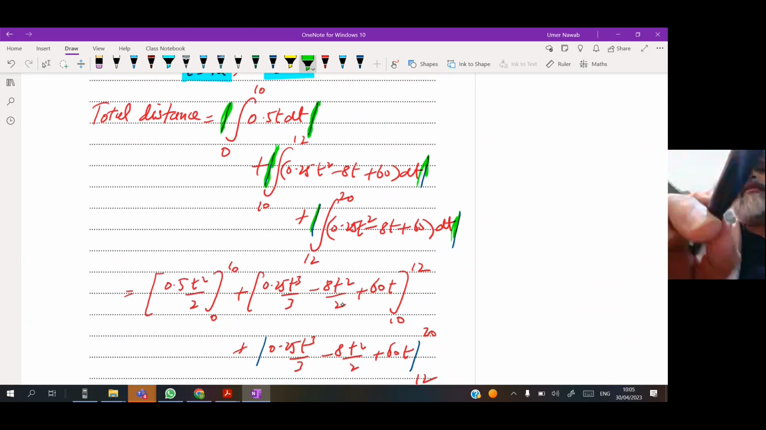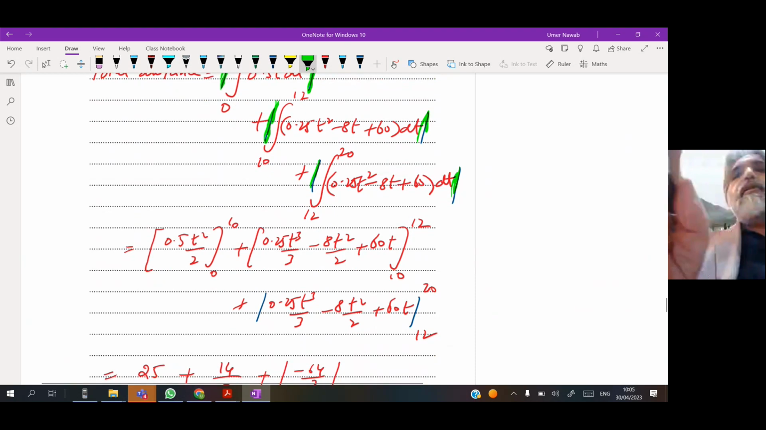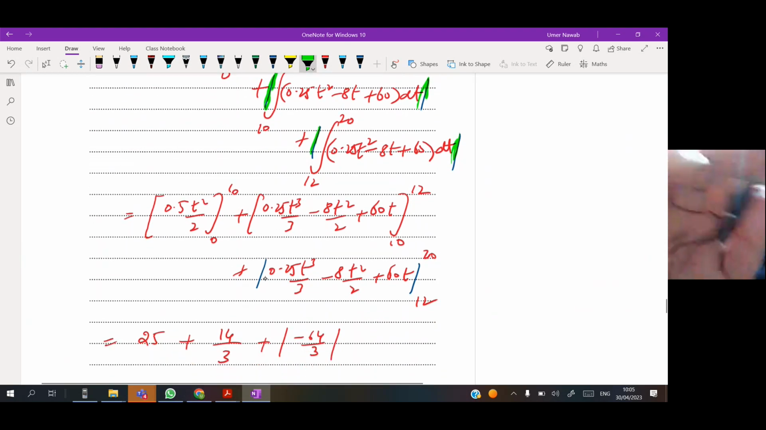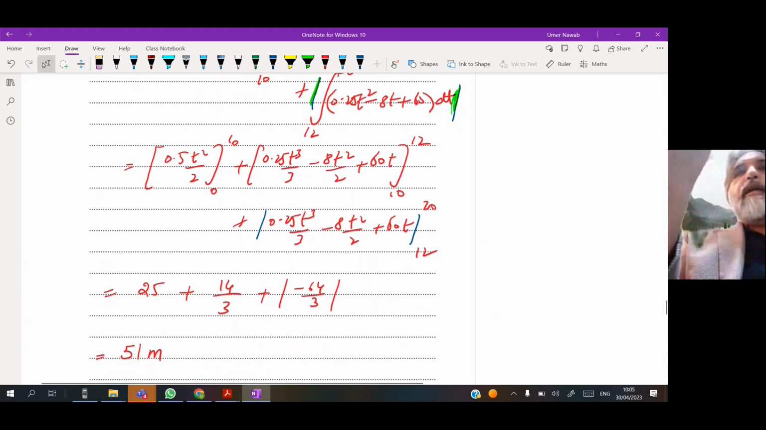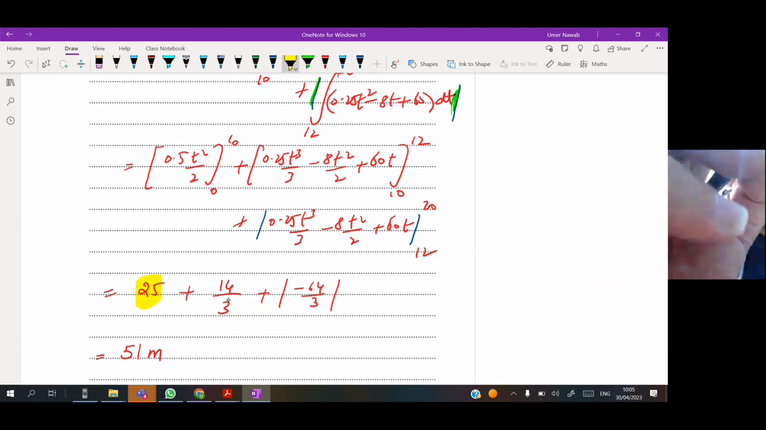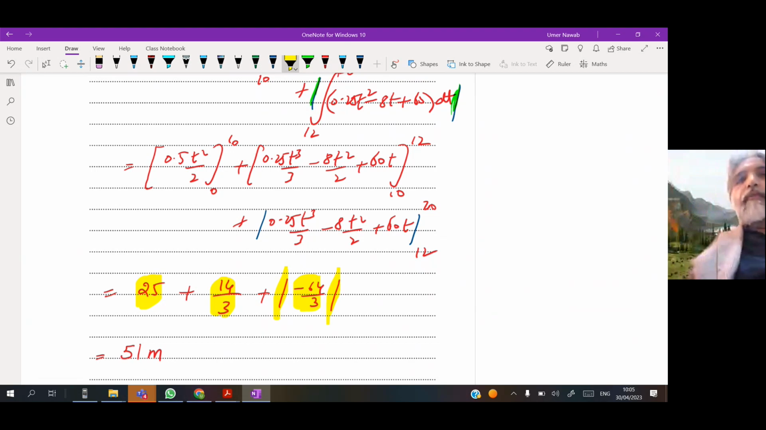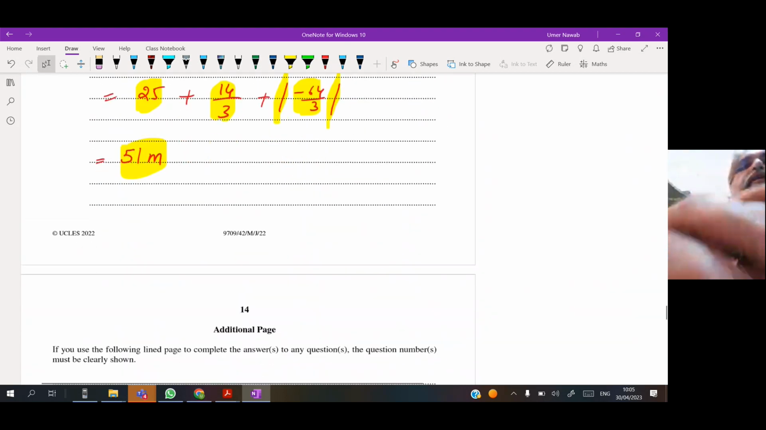You already know the integration of these expressions. Then I need to put in the limits. When I put the limits, did you see that? I got this answer positive, but this one negative. But because of the Abs, it will be changed to the positive sign. So the final answer will come to 51 meters.